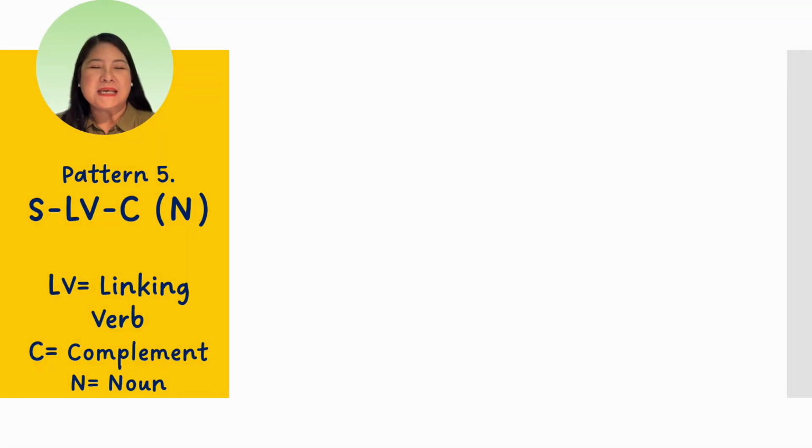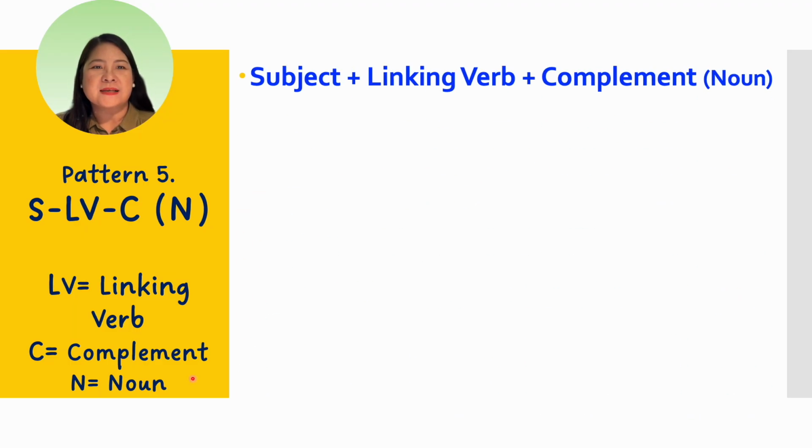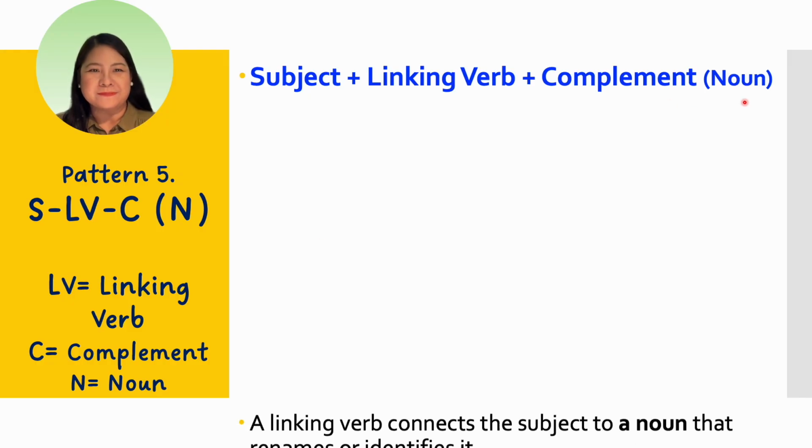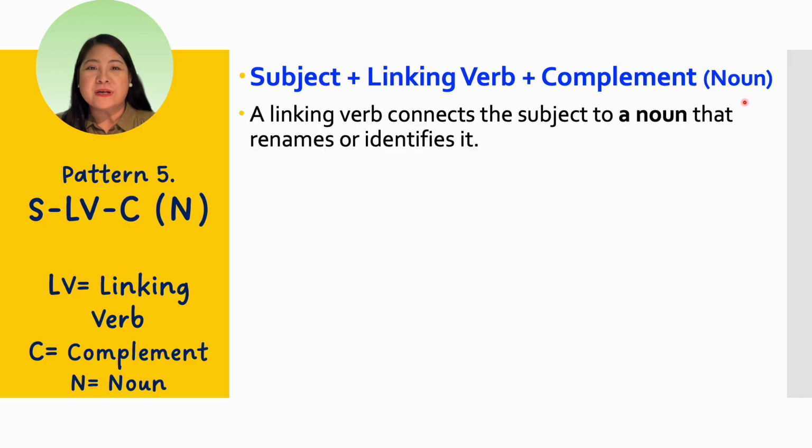Now, SLVCN, pattern 5. Similar to the pattern that we have in number 4, we have here a linking verb and complement. The only difference is that the complement here is no longer an adjective, rather it's a noun. So the structure is subject, linking verb, complement, noun. A linking verb connects the subject to a noun that renames or identifies it.